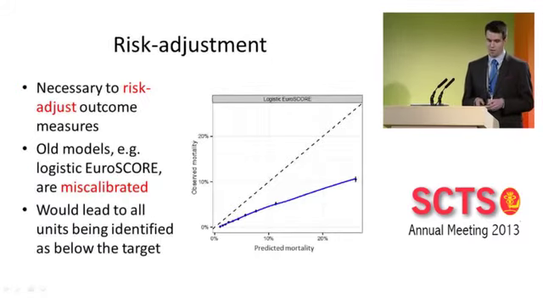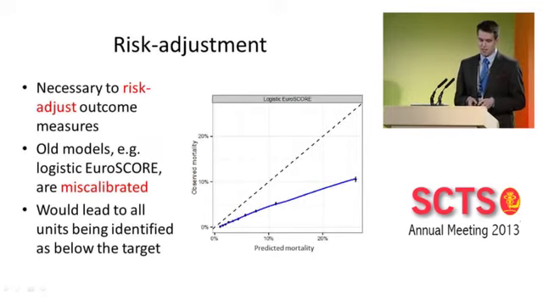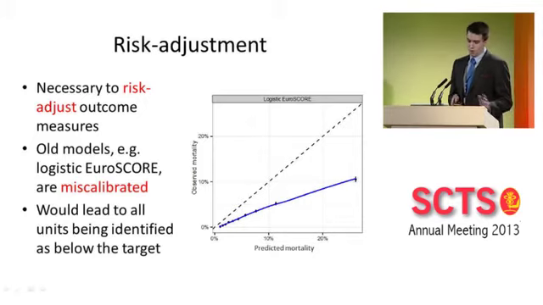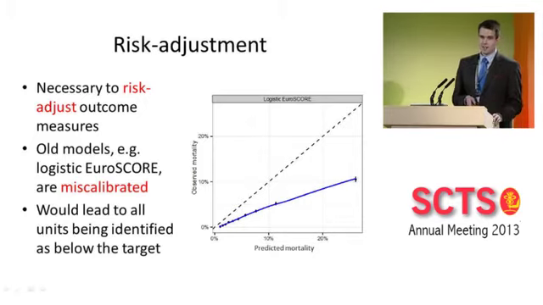So it's very important that we risk adjust. What we do know is that the logistic EuroSCORE, as it currently stands, is not very well calibrated. As you can see on the calibration curve on the right-hand side, it substantially overpredicts risk. If we were to use this for the governance analysis, we would never find any hospitals that were outliers. We would just find that everyone is performing well above standards, which is clearly misrepresenting what's happening.